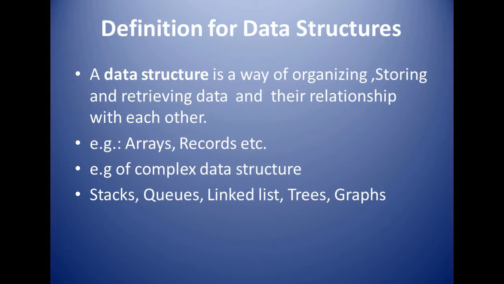So first one is the definition of data structure. What do you mean by data? First, data is a collection of information. What do you mean by data structure? It's a way of organizing, storing, and retrieving the data and their relationship with each other. So, the collection of information should be arranged in an organized way. That is a data structure. Examples are arrays, records, queue, stack, linked list, tree, graph. Everything is an example of a data structure.